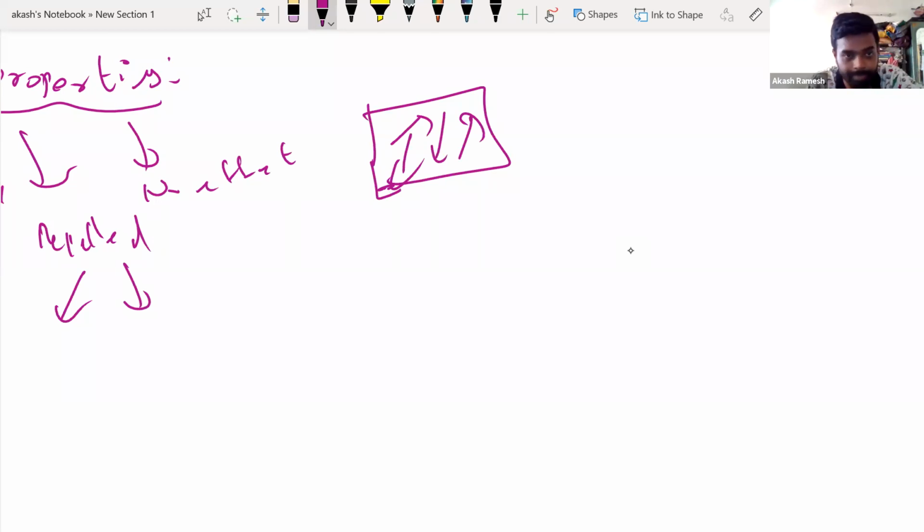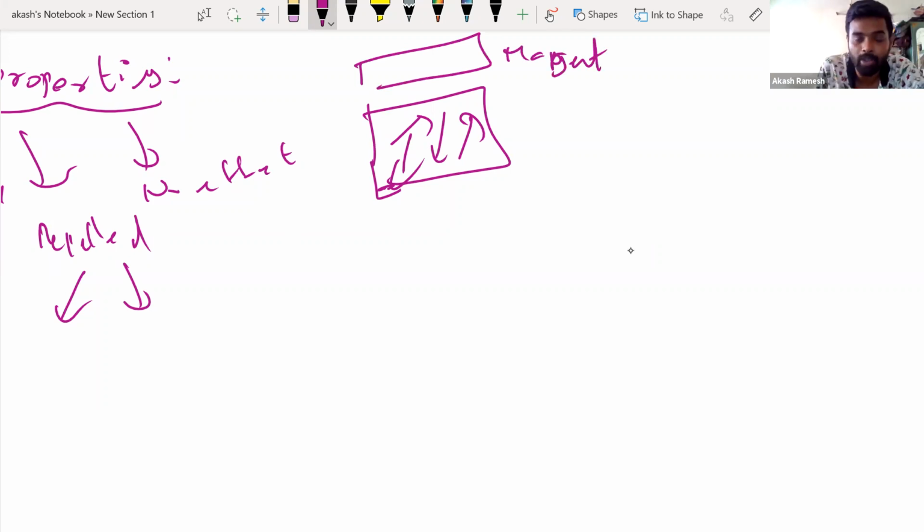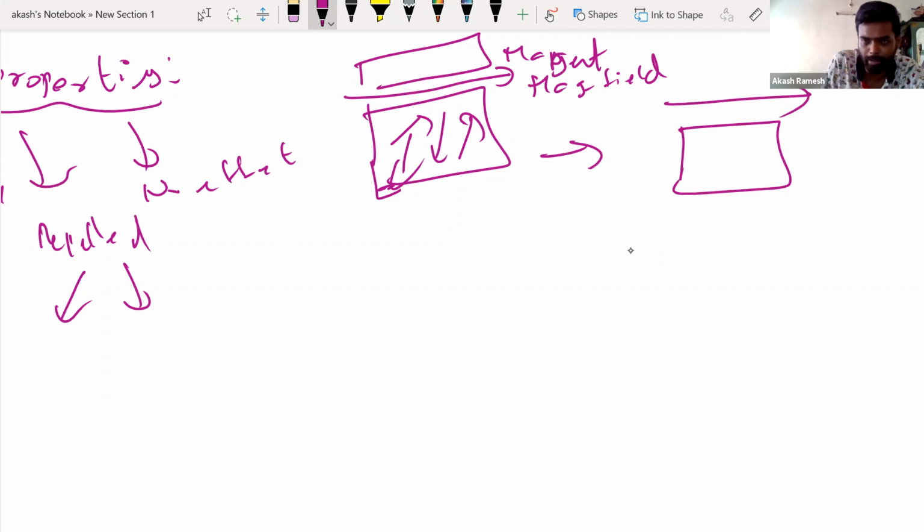Then there is no magnet. Now what happens when I bring a magnet? This is a magnet. I say this is the direction of the magnetic field. The first possibility is that the electrons can arrange themselves in the direction of the magnetic field. Whatever the direction of the magnetic field, the electrons can also align themselves in that direction. Now this is my attraction.